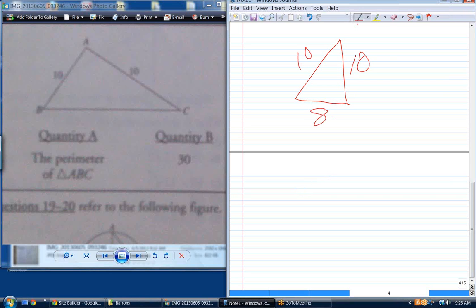Or if I draw it like this, well, this side clearly is more than 10. We'll say it's 15. So in one case, I got a perimeter less than 30. In the other case, I got a perimeter more than 30. Okay? So it can't be determined.